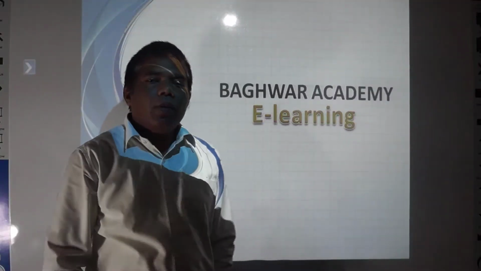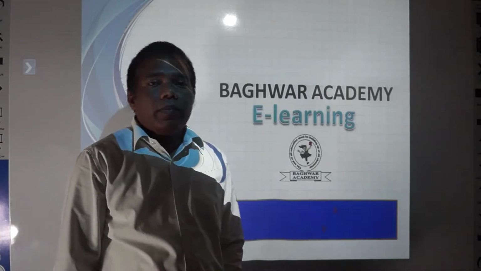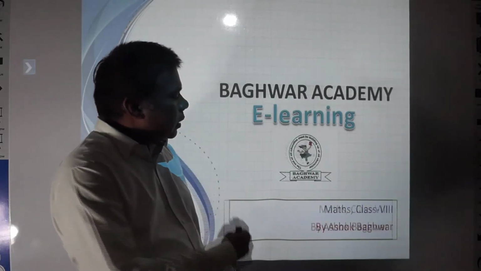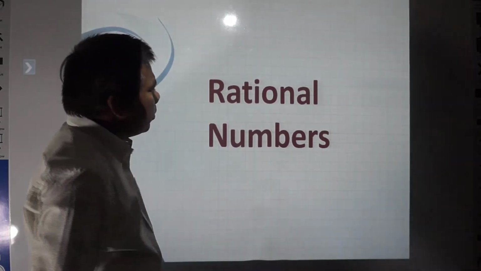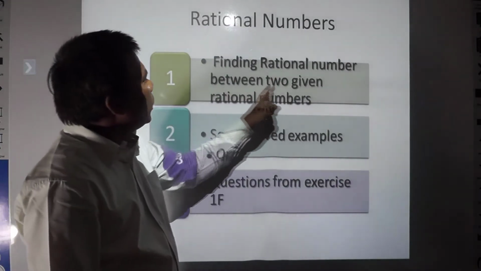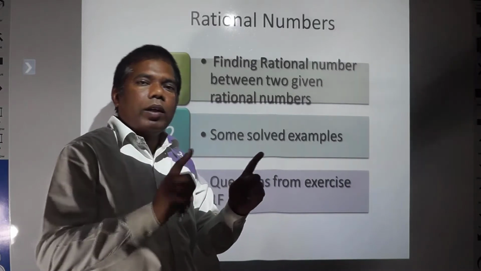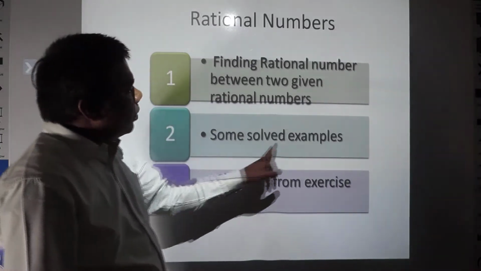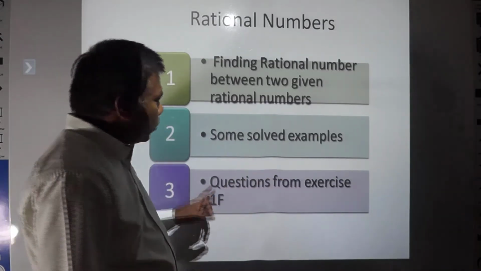Good morning children. I hope class 8 children are watching this video. In previous videos we have already seen rational numbers, and this is a continuation of that part. Today under rational numbers, we are first going to find a rational number between two given rational numbers. If two rational numbers have been given and you need to find one rational number in between, how will you find it? Some solved examples we will see from the book, and questions from exercise 1F.